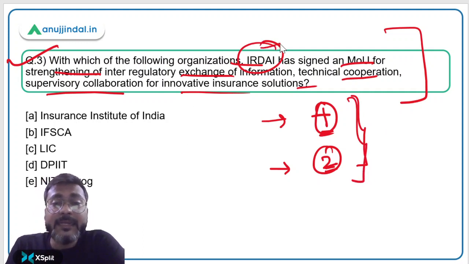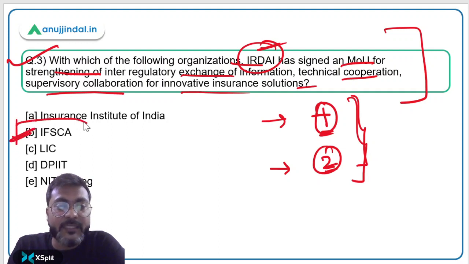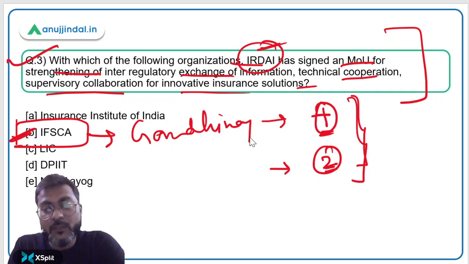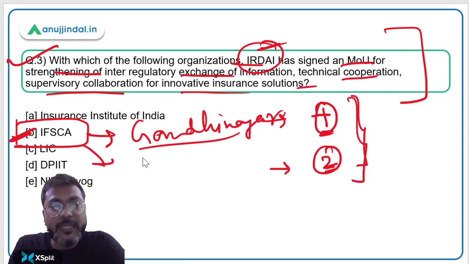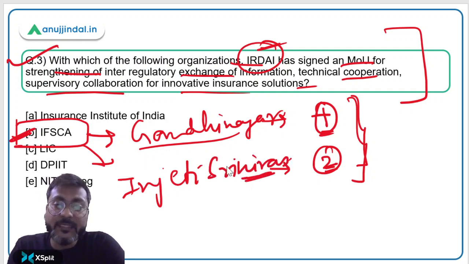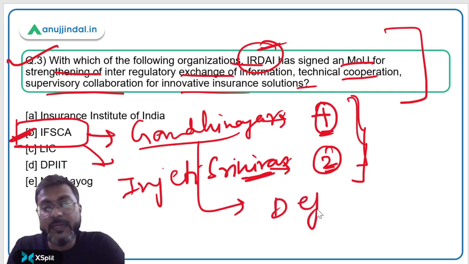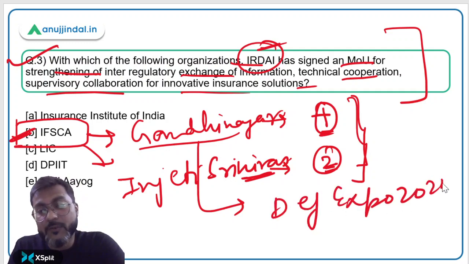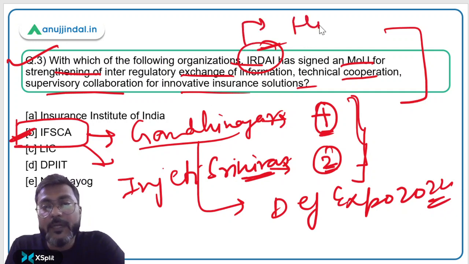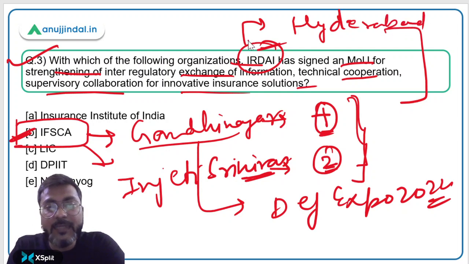All right. And IRDAI has signed this MOU, guys, with IFSCA, option B. IFSCA is headquartered in Gandhinagar, which is of course in Gujarat. And who is the chairperson of IFSCA, by the way? Injeti Srinivas. Injeti Srinivas is the chairperson of IFSCA, and Gandhinagar is the same place where Def Expo 2022 is going to be held. All right. So option B is the correct answer. And talking about IRDAI, it is headquartered in Hyderabad, and the newly appointed chairperson is Mr.